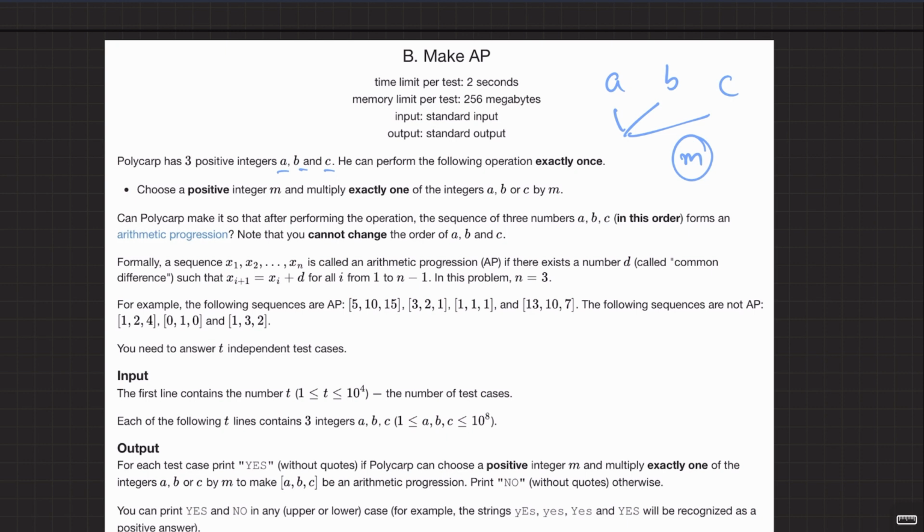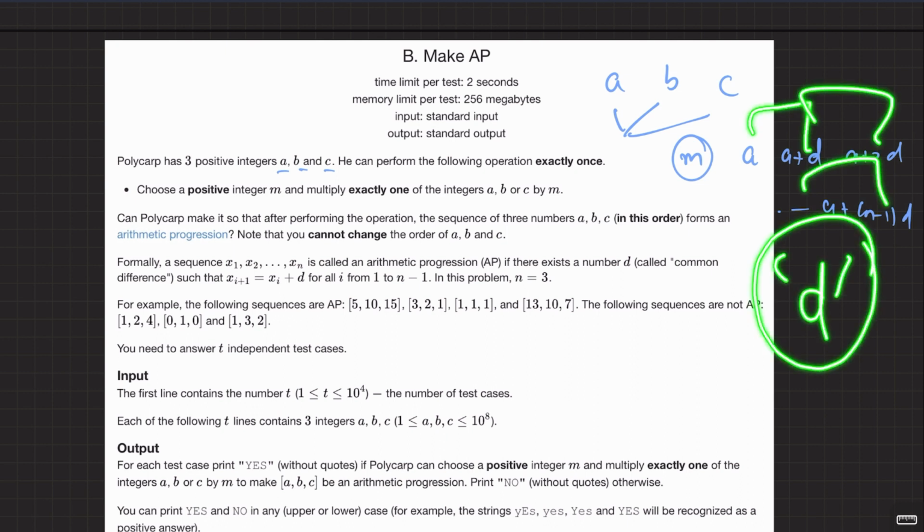So you know what is AP, right? AP is like the first element is A, the second element is A plus D, the third element is A plus 2D, and so on. The last element is A plus (n minus 1)D. I guess you are familiar with this, you would have studied it in your plus 2. Basically, the difference between two consecutive elements, which we call the common difference, needs to be the same.